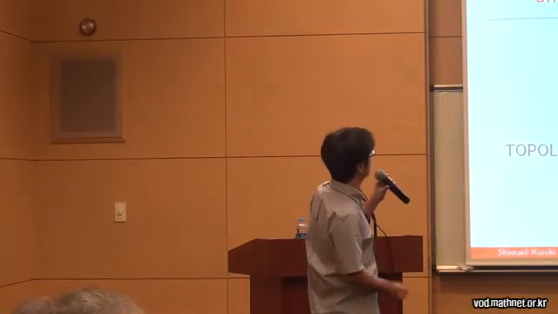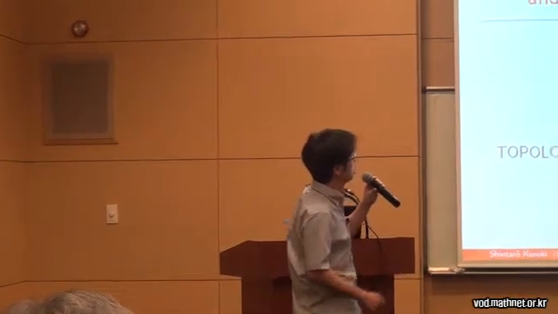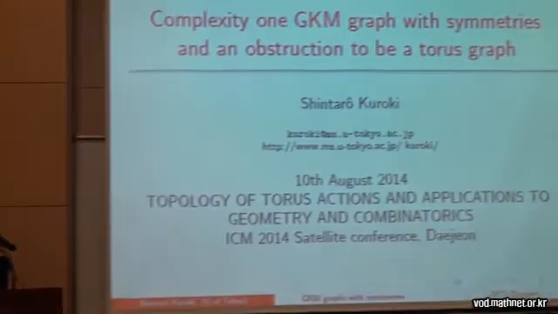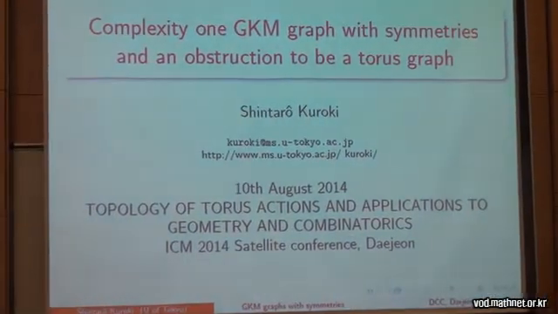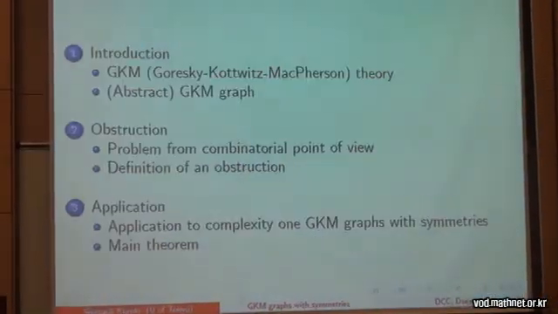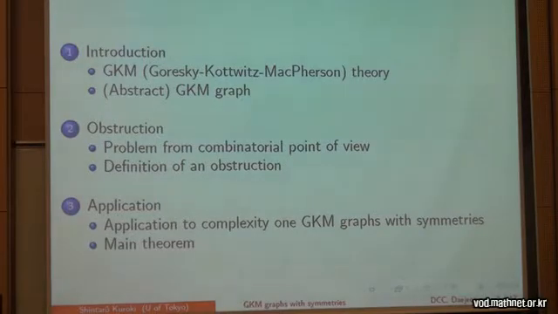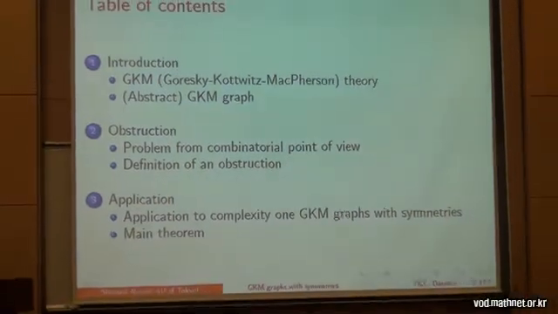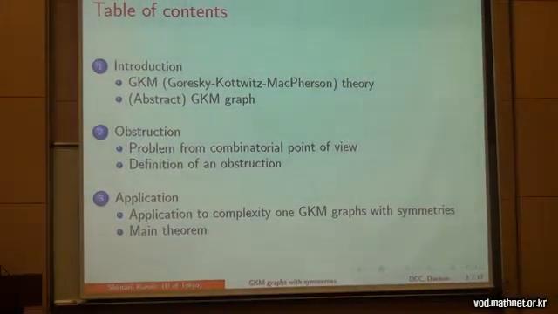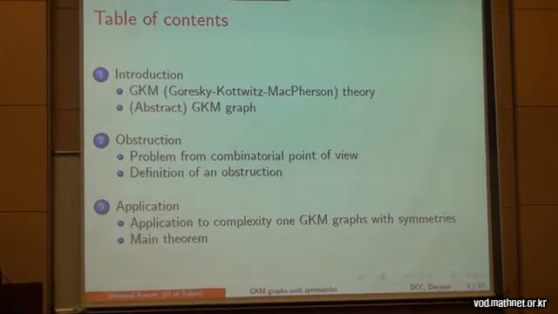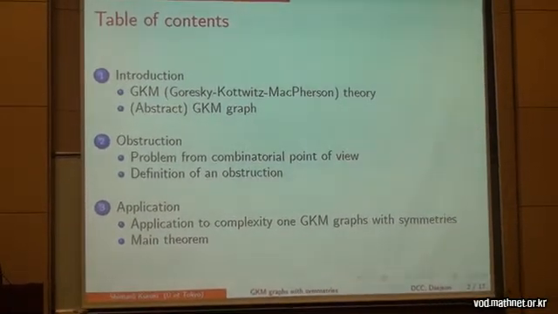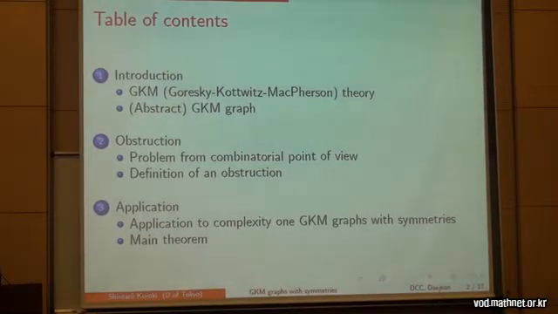Okay, so I'm going to talk about complexity 1 GKM graphs with symmetries and obstruction to be a torus graph. So in this talk, the main object is a GKM graph. First, I will briefly introduce the GKM theory. Maybe some of you know about that, but I will recall it again.